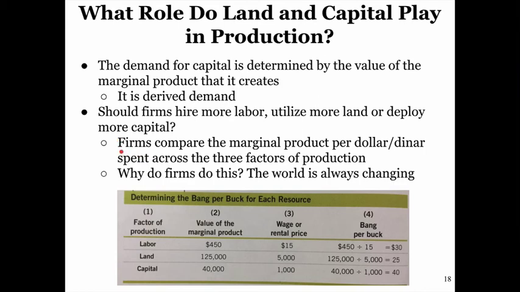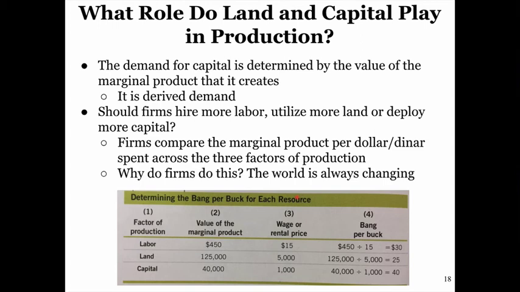So how they do that is they compare the marginal product per dollar or euro or dinar spent across those three factors of production. So what is that marginal product? How much more output am I going to get, and what is the value of that output? And they do this because the world's always changing. Maybe I need to invest in better equipment. Maybe I need more land. Maybe I need more labor. So they're always thinking about this. They're really determining what's the most bang for their buck.